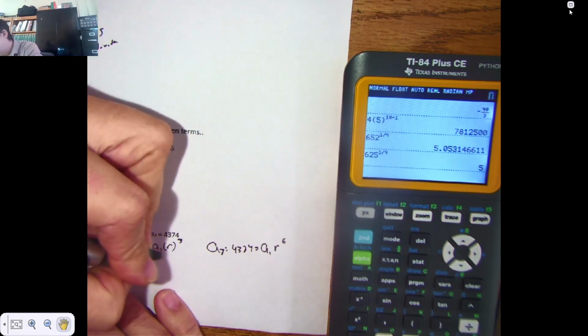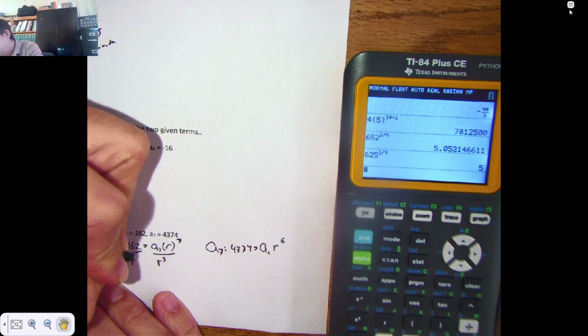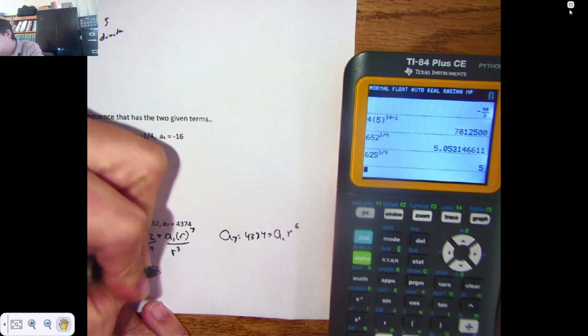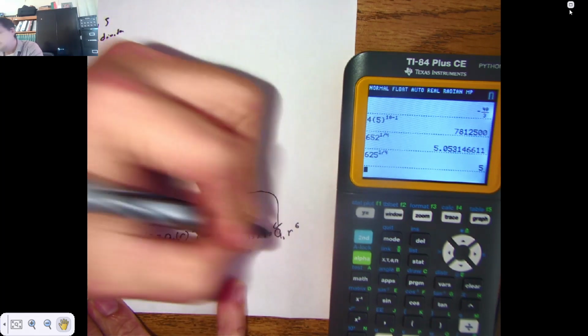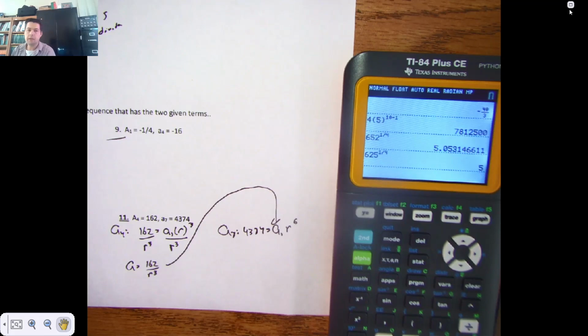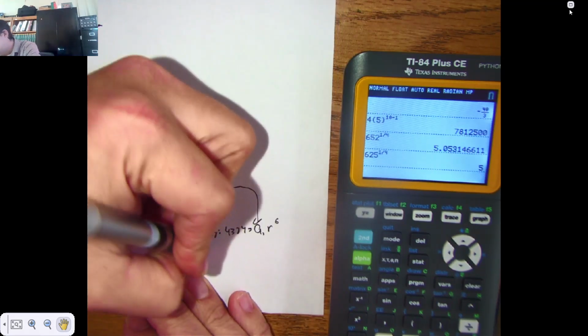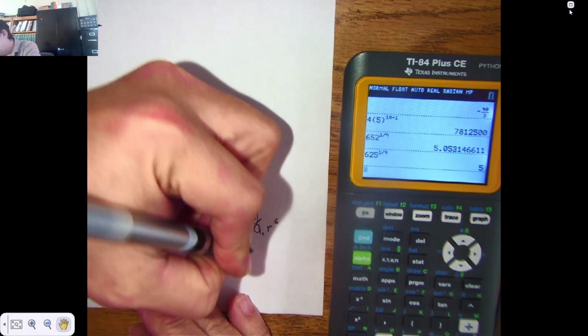Okay. Now I'm going to solve this guy for a sub 1. And I have that a sub 1 is 162 over r cubed. And here's the beauty about mathematics. If you can write 2 equations, you can solve. I'm going to substitute that right there. 4374 is 162 over r cubed times r to the 6th.